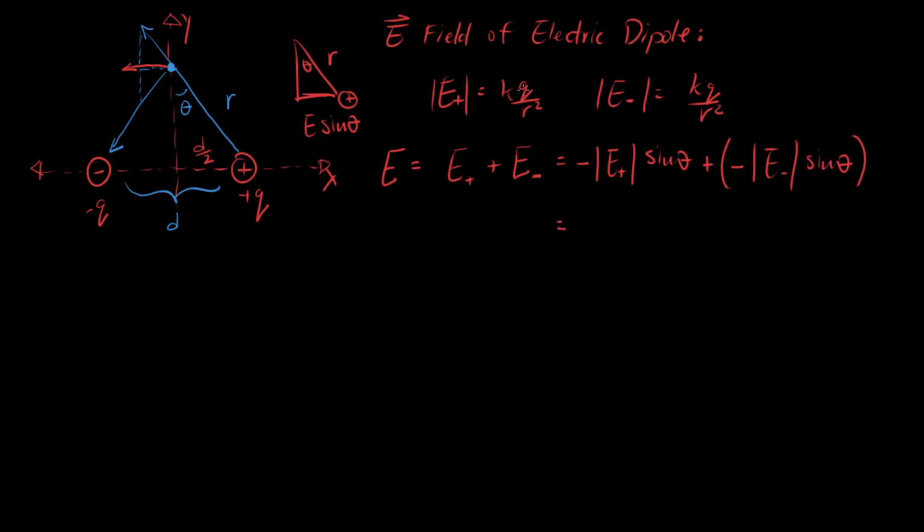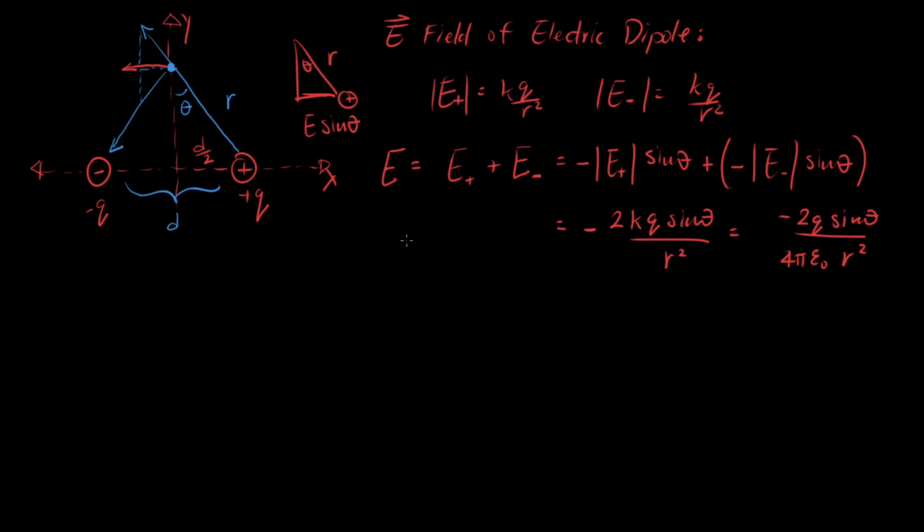And so what does this give us? You see here we have kq over r squared for both of them, and that means that the total is negative 2kq, so 2q for the two charges, times sine theta over r squared. Conversely, you can write out the k. Sometimes they'll write it as negative 2q sine theta over 4 pi epsilon naught r squared, right? It's the same thing. 1 over 4 pi epsilon naught is k. So without further ado, let's continue.